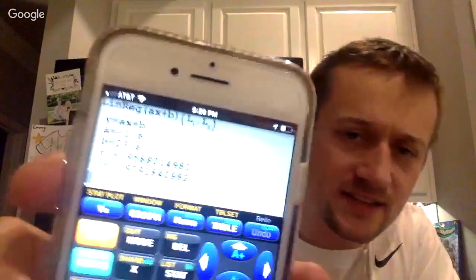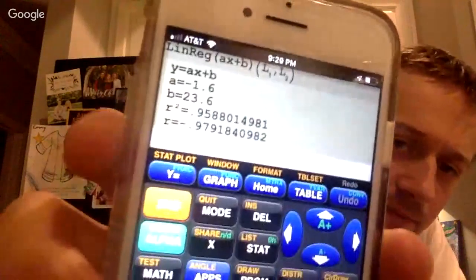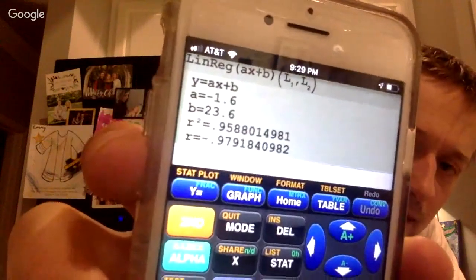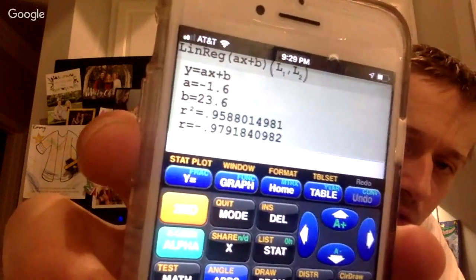Let's see if this will work. It's my different calculator. I believe this is what I got. I want to make sure. So you should find that this is your y equals ax plus b. Cool. All right.